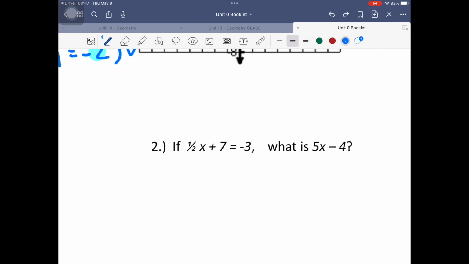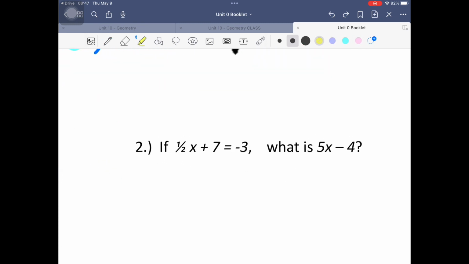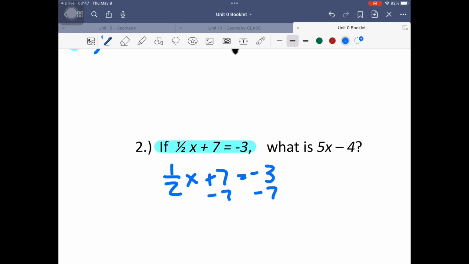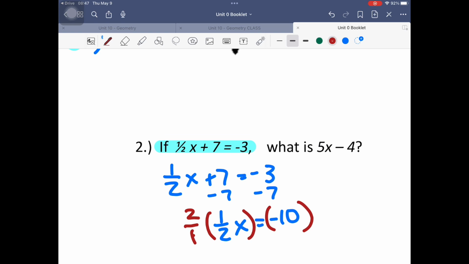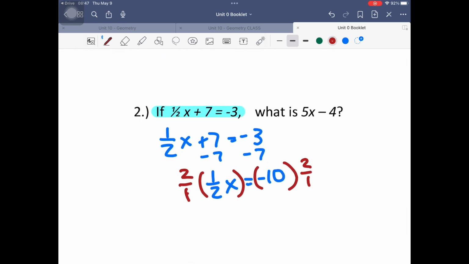All right, next one. I know it's going a little bit fast, but it's called review for a reason. This is what we're doing first. So 1/2 x plus 7 is equal to negative 3. Subtract 7 from both sides: 1/2 x is equal to negative 10. I'm going to multiply both sides by the reciprocal, so then x would be equal to negative 20. Another way that you could check is to plug this back in. What's half of negative 20? Negative 10, plus 7 is negative 3, so it works.